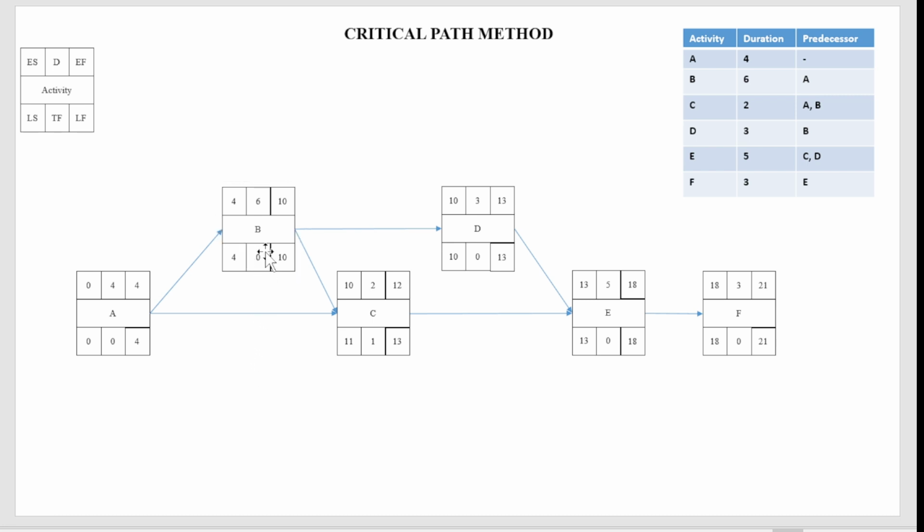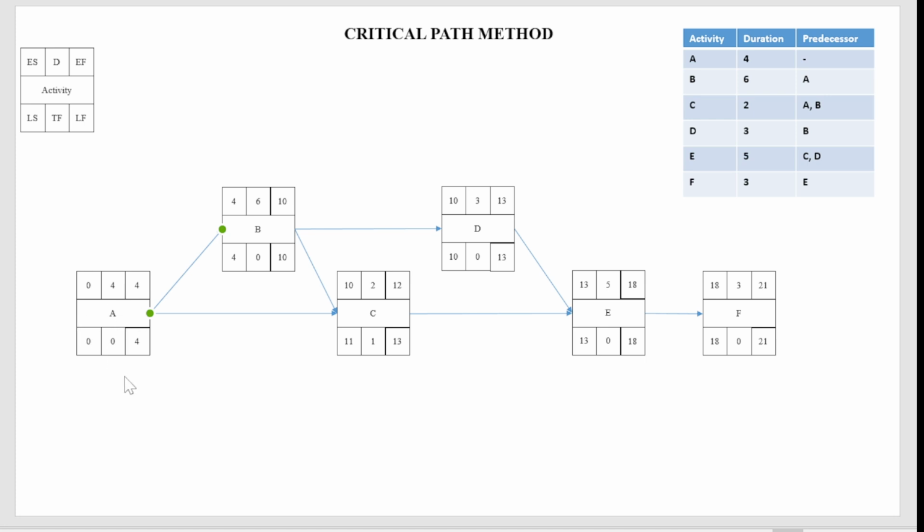Okay, again for A, the backward pass has to be taken from B and C. We need to take the smaller one as we already mentioned. So you need to take the least among 4 or 11. So the 4 has to be taken. Okay, 4 minus 4 is 0. 0 minus 0, 4 minus 4, 0.